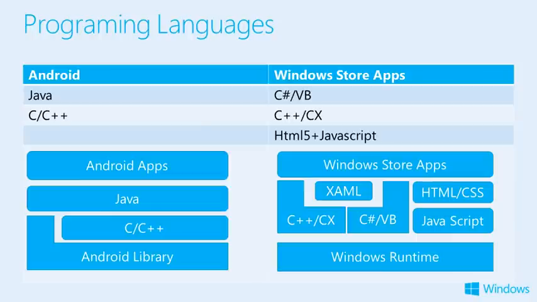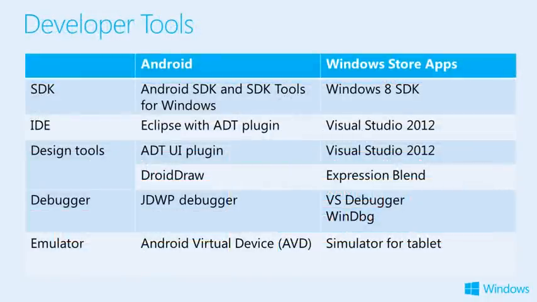So in short, if you are using Java language to develop Android apps, you convert the C# to write Windows Store apps. If you are using C or C++ to develop Android libraries, you can also use C++ to develop WinRT components. Both Android and Windows 8 provide a complete set of tools to develop applications. Here I list tools required in these two platforms.